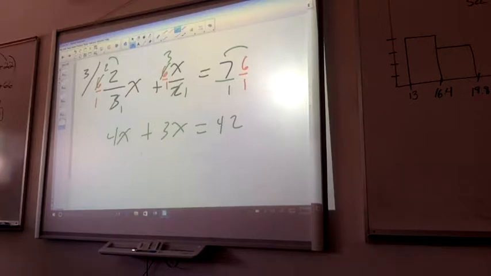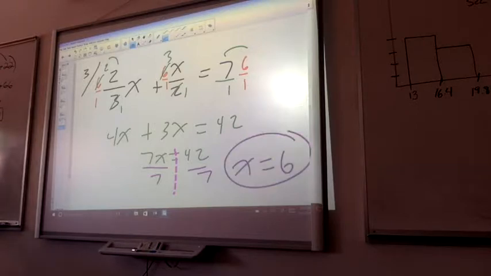I can combine those like terms, so I get 7x is equal to 42. And then I can do my dotted line. Divide each side by 7. So you find that x is equal to 6. Cool? Other questions from pages 7 and 8? Yeah, 11?